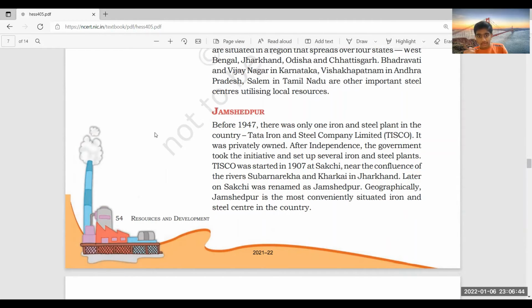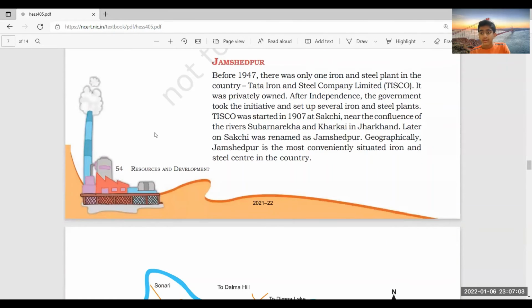And now Jamshedpur, Tisco, I've already discussed before. So Tisco was started in 1907 at Sakchi. Jamshedpur was known as Sakchi at that time. Okay, remember. So near the confluence of the rivers Subarnarekha and Karka in Jharkhand. Okay, there were rivers around it. So of course there was every comfort. So iron and steel industries came up.